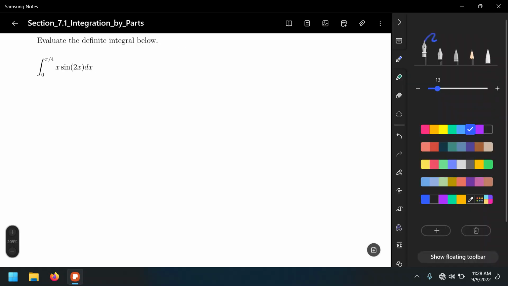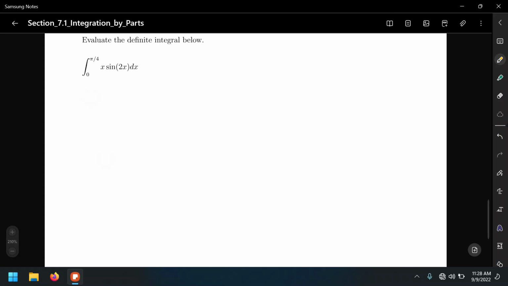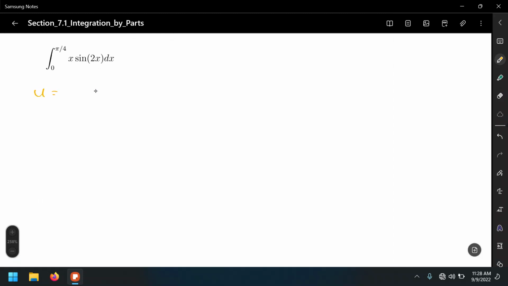So again, let's get our u and our dv. So u equals something, dv equals something. So what's the u in this case? X. Well, we already did its integral a couple of times. So dv will be sine 2x. du will be dx. And well, v will be the integral of sine, which is negative cosine 2x times a half.